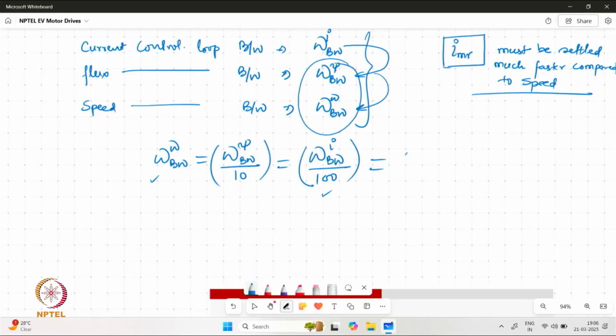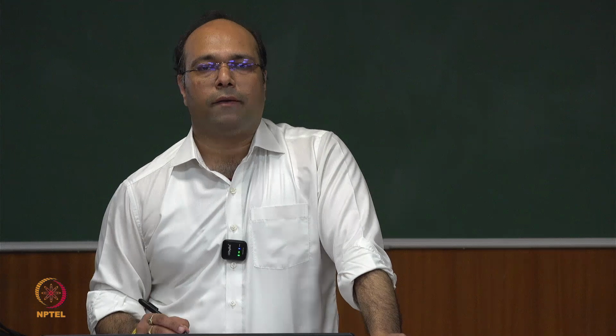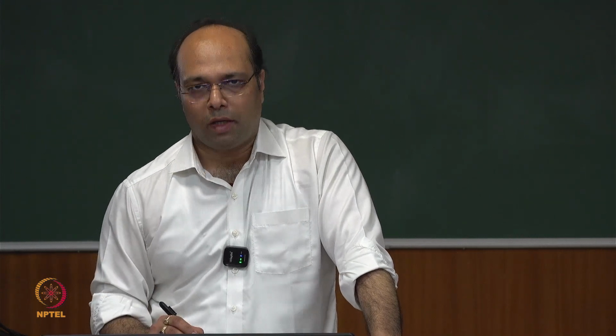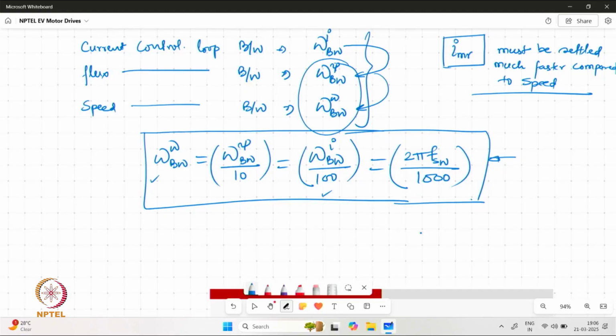So the bandwidth for the current control loop is considered as 1/10 of the switching frequency. So we can say that omega_i is 1/10 of 2 pi fsw. So this gives us some clarity on how different bandwidths are related to the switching frequency of the inverter or of the system.